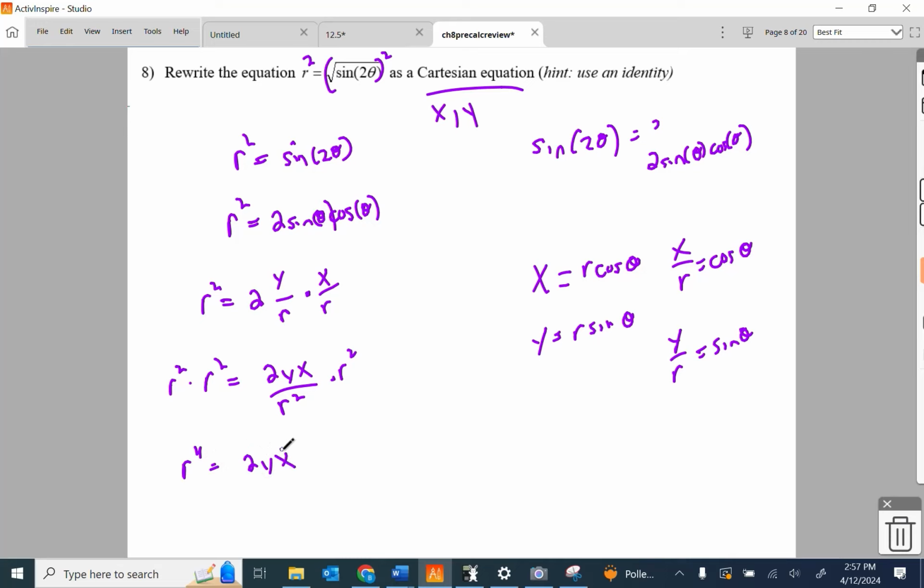And we're getting pretty close to what we need to be. Now r to the 4th would be r squared squared. (x squared plus y squared) quantity squared is 2yx. And this would be as far as I would take this. I would go no farther. Wouldn't do it. Would not go further.